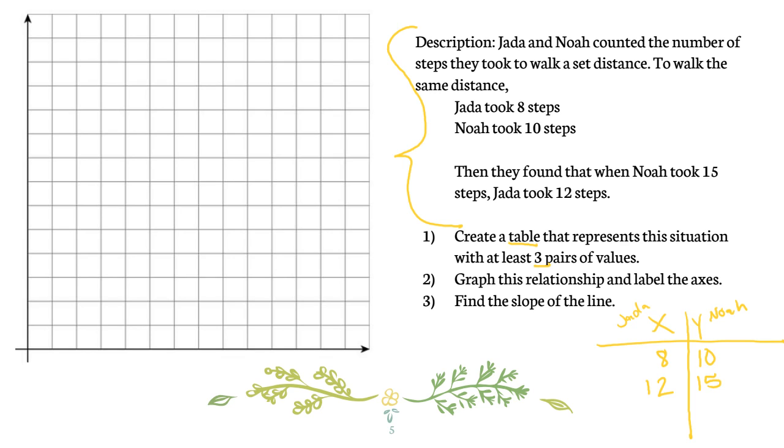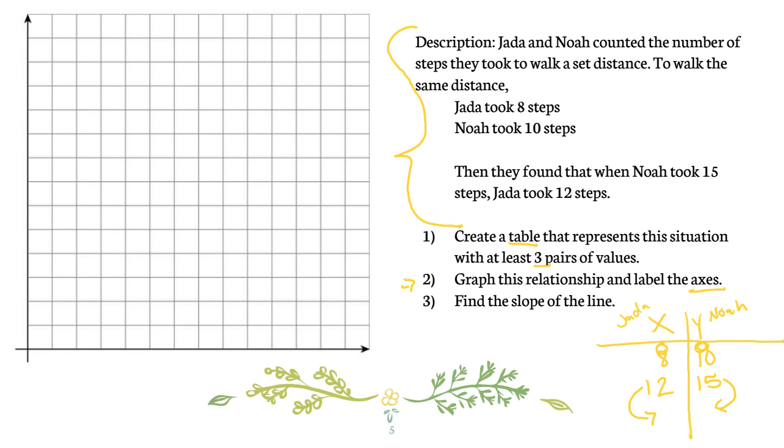So there's a couple different ways that you could figure out. You could do what our next value would be on each side, or it tells us that they walked the same distance, which means that they would have started at the same spot. So they both would have started at 0, 0. And then that would give us 3 pairs of values. So number 2, it tells us to graph this relationship and label the axes.